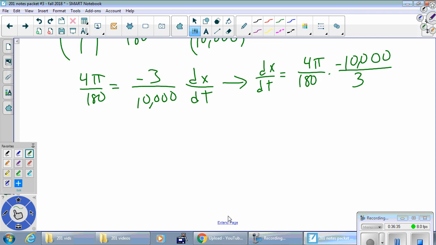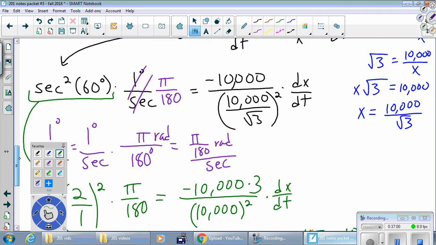The 4 and the 180 reduce to 1 and 45. And then we can multiply the 45 by the 3. And this will make it agree with the answer in the scanned key. So negative 10,000 pi divided by 135. And the units here are whatever they were. We didn't change any units other than that degree nonsense.